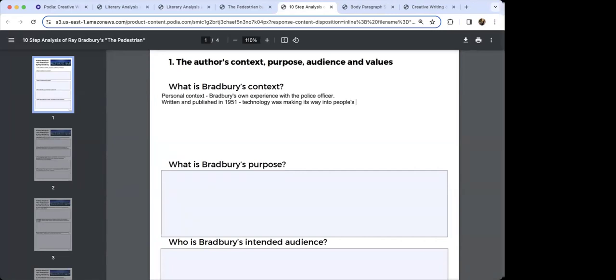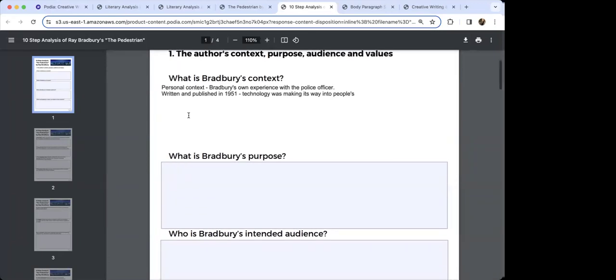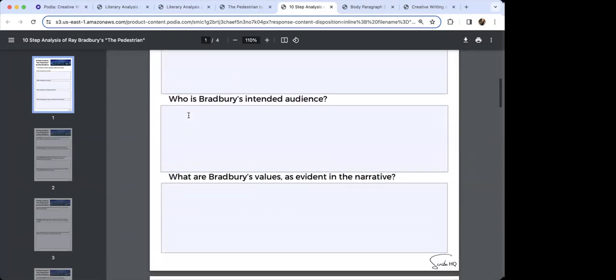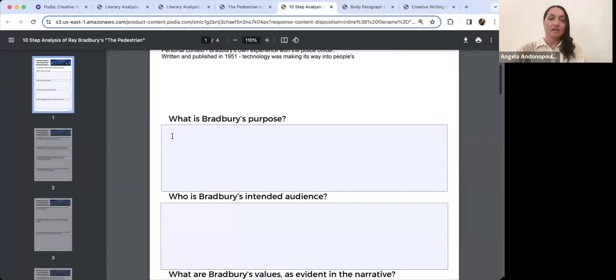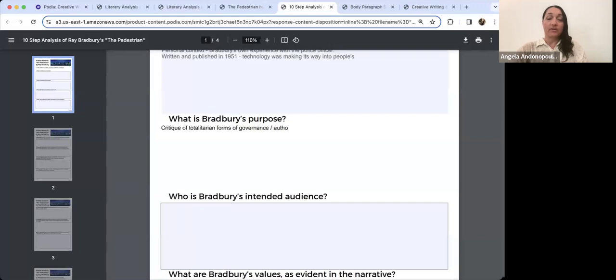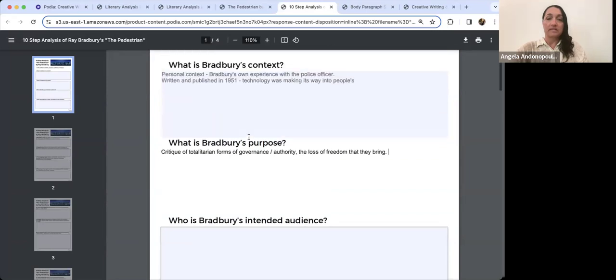I think it's a critique on totalitarianism and restrictions of freedoms. Yeah, I think so too, very much. A critique of those sorts of totalitarian forms of governance or authority, and the loss of freedom that they bring. Yeah, thanks, Michael. Fantastic.